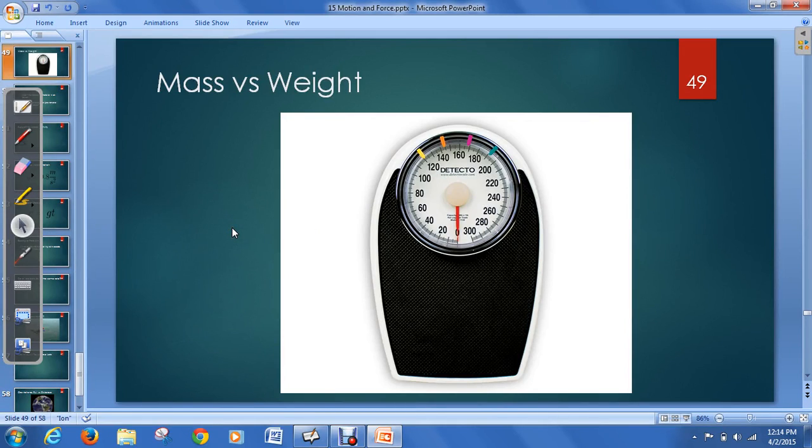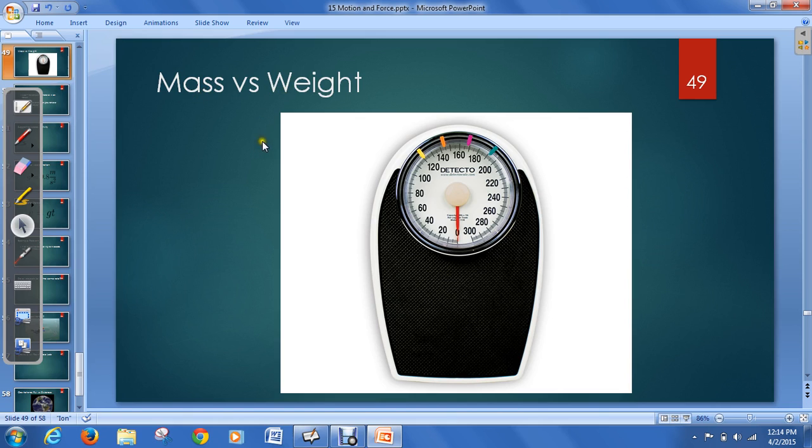In this podcast, we want to finish up the motion and force chapter of our textbook. And specifically, we want to talk a lot about gravity. Now, you are probably familiar with what gravity is, but we want to describe it more quantitatively in physics terms. Before we can do that, we need to clarify a couple of things. The first thing is the difference between mass versus weight.